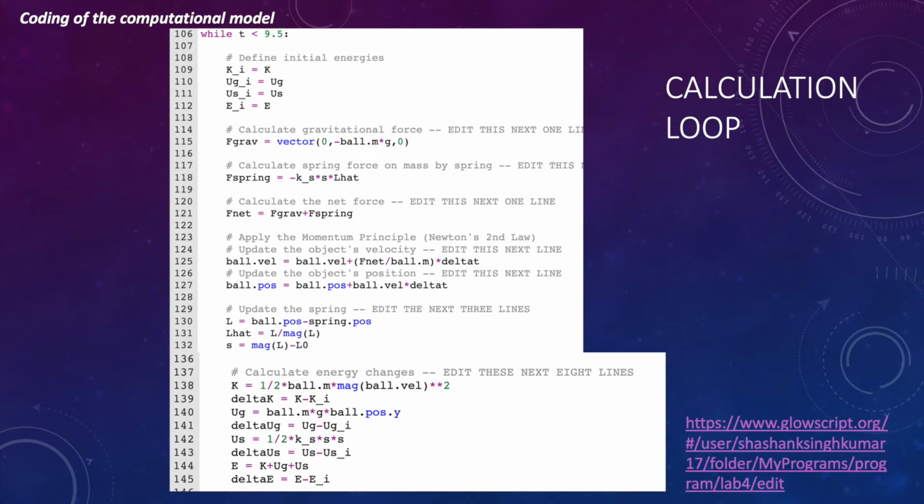Once again, the new kinetic energy, the new gravitational potential energy, the new spring potential energy, and the new total energy have been calculated, and the changes in them have been calculated as delta K, delta U of G, delta U of S, and delta E by subtracting the new energies and the initial energies.